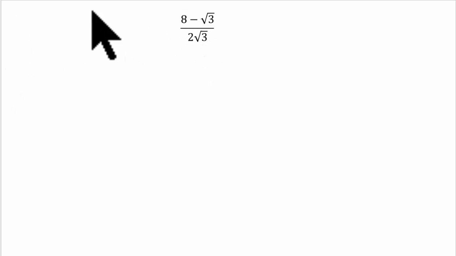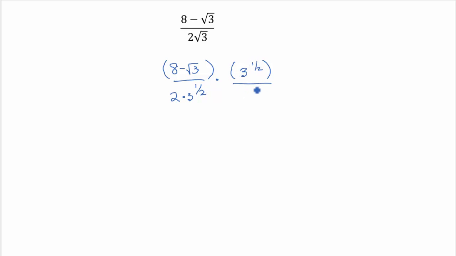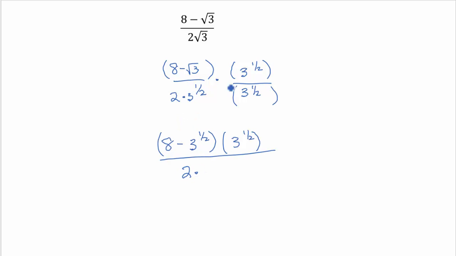So this is 2 times 3 to the 1/2 power. So I'm going to need to multiply this times 3 to the 1/2 power over 3 to the 1/2 power. Because when I multiply these two together, I'm going to get 3 to the first power. So this is 8 minus, and I can write the square root of 3 as 3 to the 1/2 power, over 2 times 3 to the 1/2, and times 3 to the 1/2 is 3 to the first power. But I am going to have to distribute here.